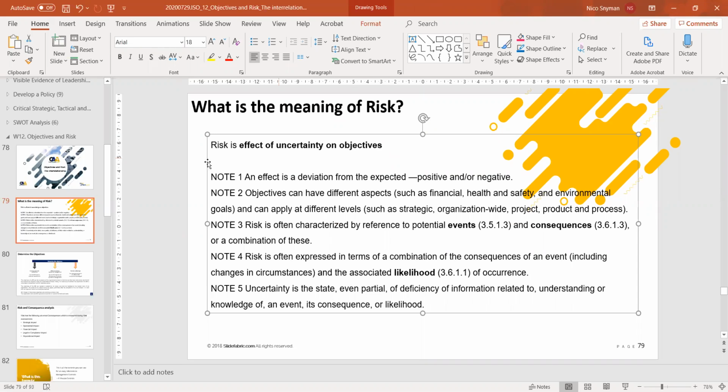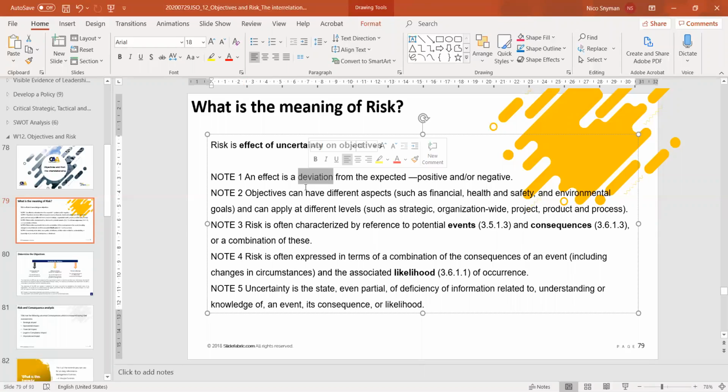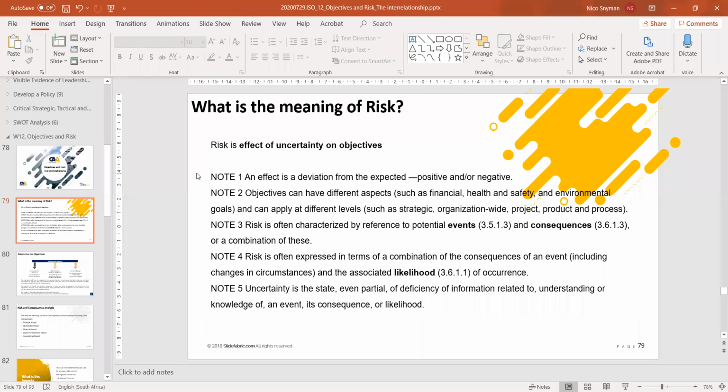objectives? Now, if you're looking at note 1 here at the bottom, it says an effect is a deviation from the expected. A deviation from the expected is critical because that speaks about whether it is positive or negative. Now, both of those is actually good because in risk there is also opportunities. So if it's a positive effect on your objectives, then it can create for you the opportunity to actually move forward in a different, possibly business environment, or that it creates for you an opportunity to work in.